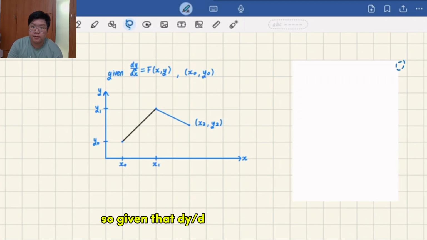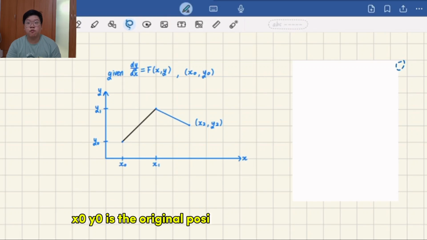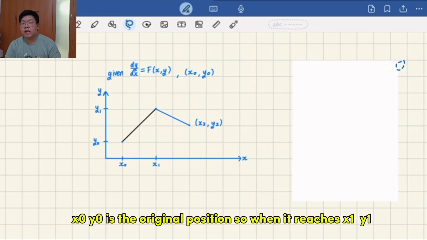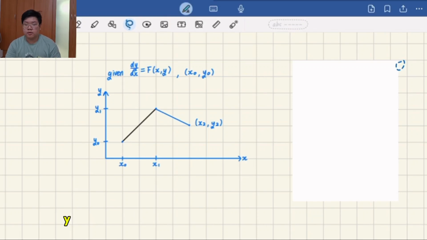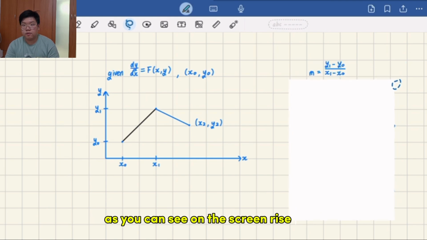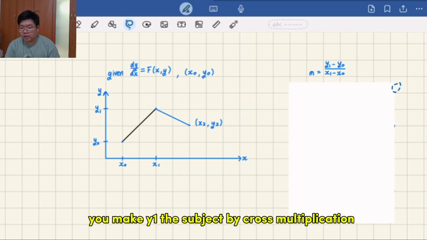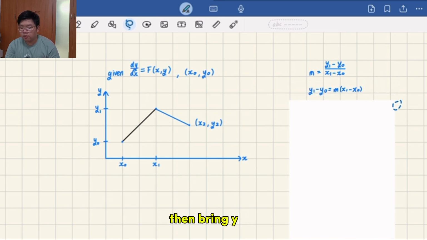Given that dy over dx is a function of x and y, and (x0, y0) is the original position. When it reaches (x1, y1), you can then form a gradient by connecting both points. As you can see on the screen, rise over run. After that, you make y1 the subject by cross multiplication, then bring y0 over.